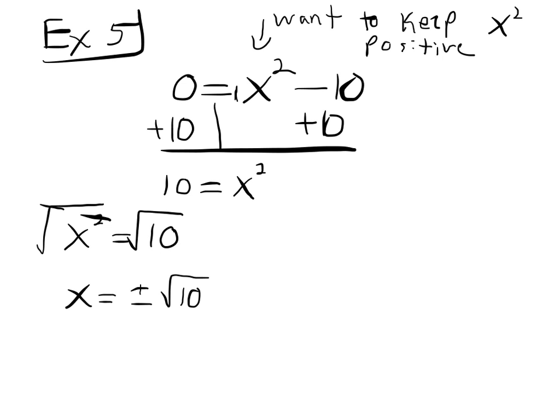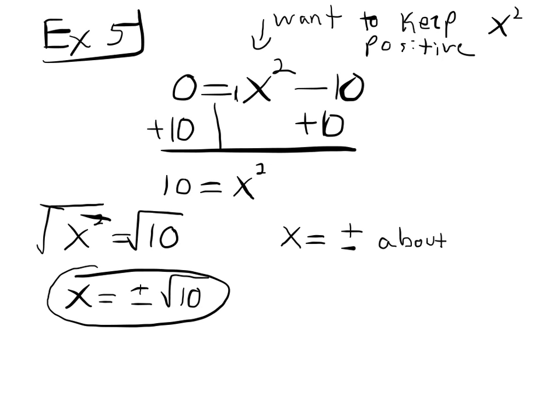Now, you could actually leave this as an answer, and the reason why is because the square root of 10 is not a perfect square root. But if you really want to find out the exact places where this parabola crosses the x-axis, you can take the square root of 10 and then estimate it. So we would have x is equal to plus or minus, and the square root of 10 is about 3.16, and that's the rounded value.